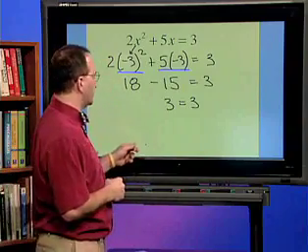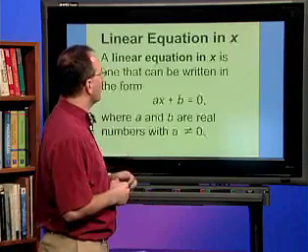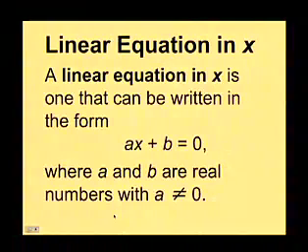Now, a linear equation, we know, has a certain form, and let's take a look at that. A linear equation in x is one that can be written in the form ax plus b equals 0, where a and b are real numbers and a does not equal 0.